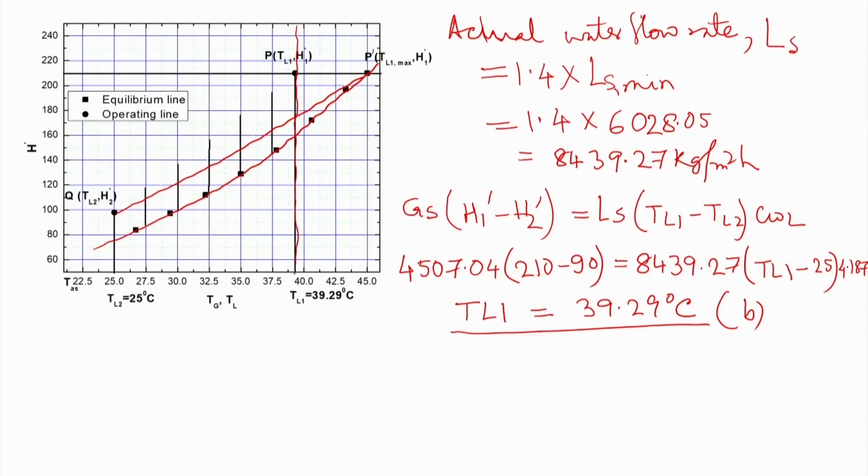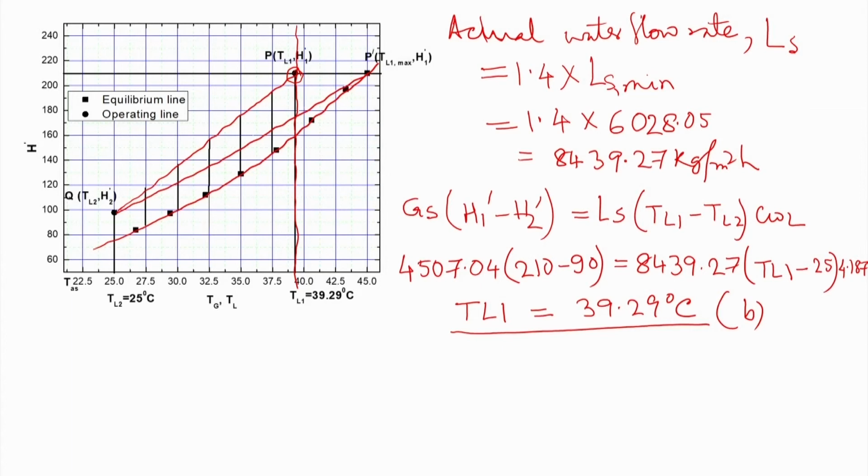Now we know that the enthalpy of the air leaving the dehumidification tower is 210 kilojoule per kg dry air, and the liquid temperature is 39.29. Now we have the upper terminal, and we need to draw a straight line from the lower terminal of the operating line to the upper terminal of the operating line.